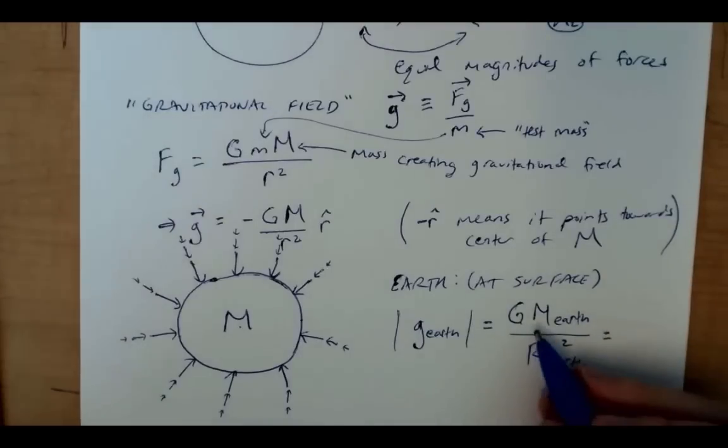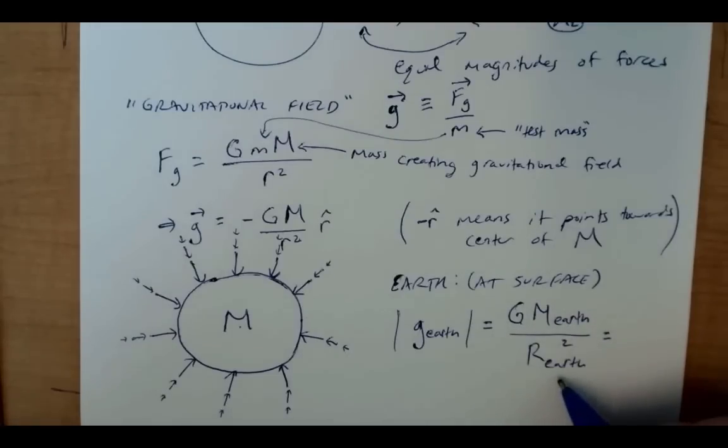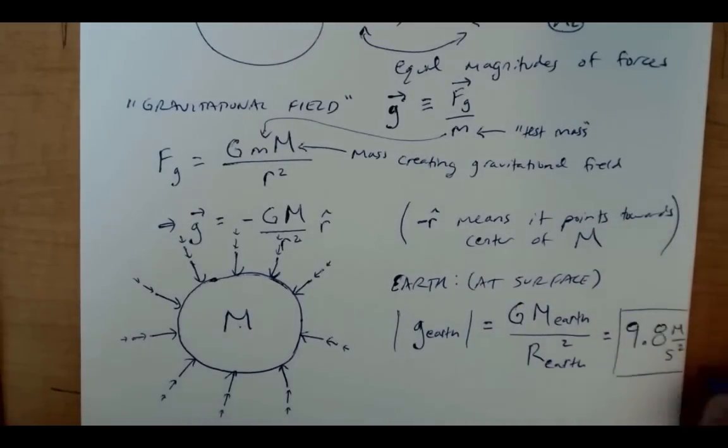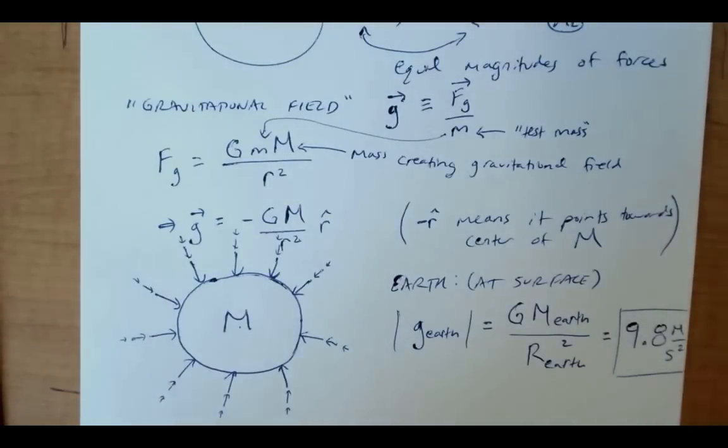So this is the Earth at the surface. And if you plug in these numbers, 6.67 times 10 to the minus 11, the mass of the Earth, the radius of the Earth squared, it turns out that this value for the magnitude of the gravitational field is 9.8 meters per second squared, which should look very familiar. So this value of our acceleration due to gravity for an object in free fall comes directly from universal gravitation, from finding the magnitude of the gravitational field at the surface of the Earth.